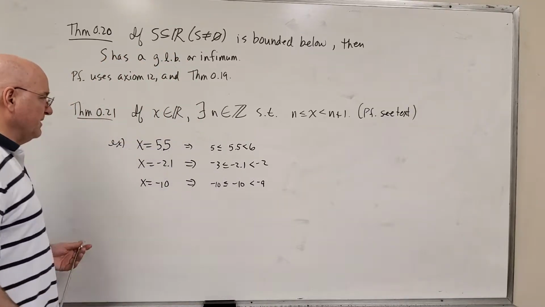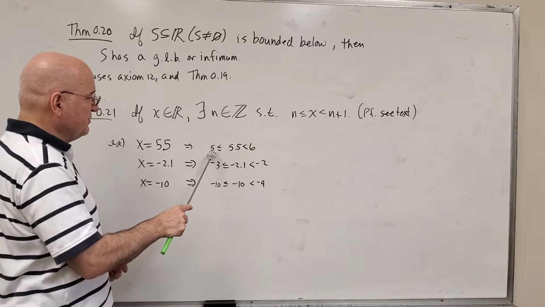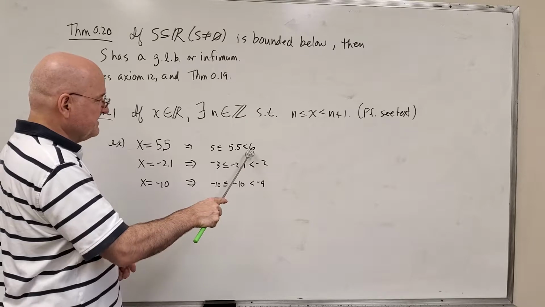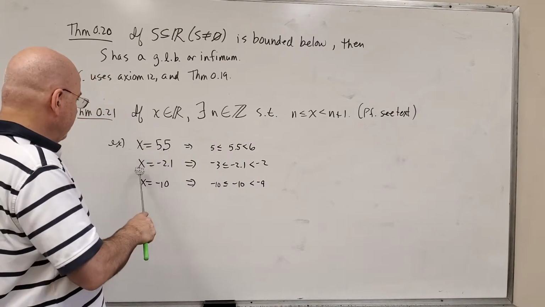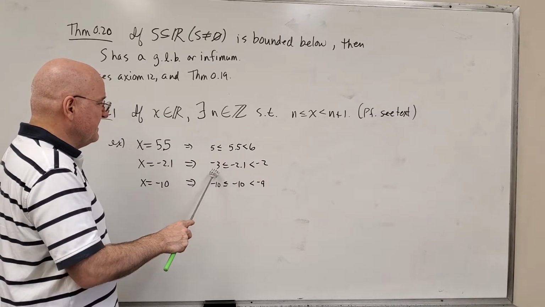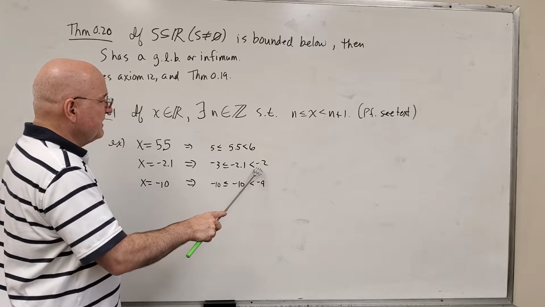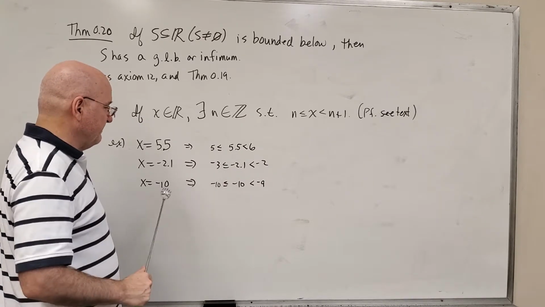So, just simple examples. If x is 5.5, 5.5 is caught between the integers 5 and 6. It's strictly less than 6, greater than or equal to 5. If x is negative 2.1, we've got it trapped between the two consecutive integers, negative 3 and negative 2: strictly less than negative 2, greater than or equal to negative 3.